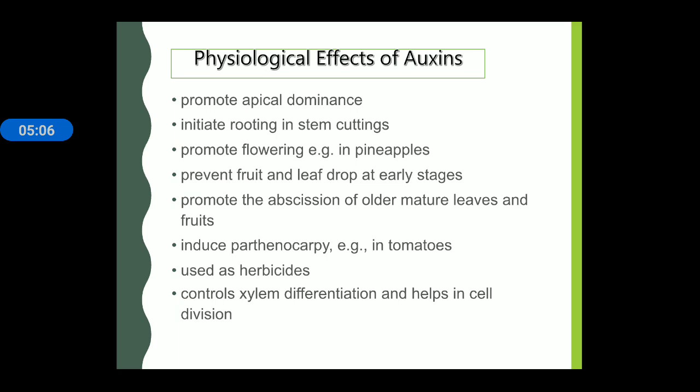It also promotes abscission of old mature leaf. It also induces parthenocarpy. Parthenocarpy is the formation of fruit without seeds, your seedless fruit production. It is used as a herbicide, means auxin as a chemical can be used for killing the unwanted plant. It controls xylem differentiation and helps in cell division.